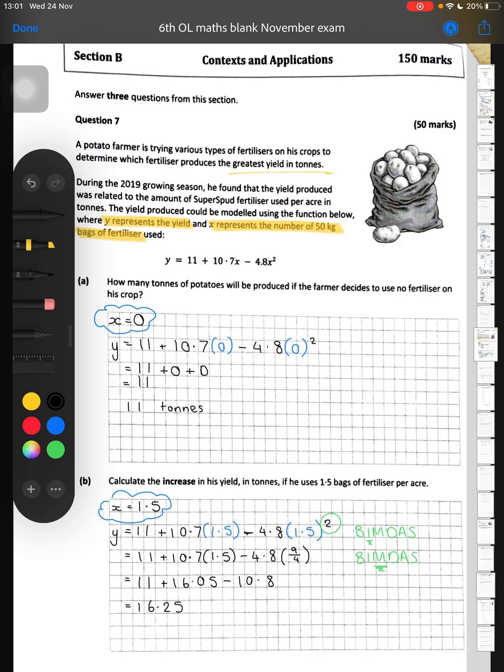Okay. So now I go back to my question. I reread it. Have I fully answered it? I've mentioned the 1.5 bags. I know how many tons you get, but it asks to calculate the increase in yield. So I'm now getting 16.25 tons, whereas before I had 11 tons. So what's my increase? 16.25 minus the 11, and he has an increase of 5.25 tons.